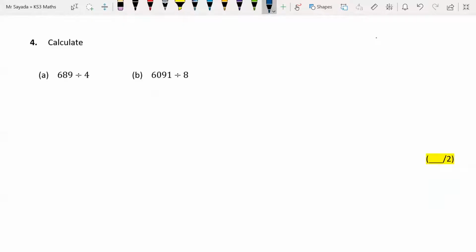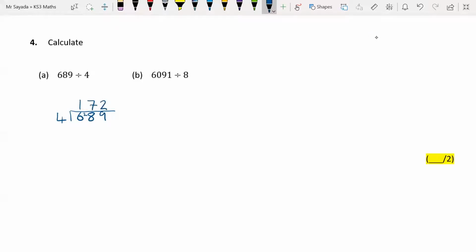For question 4a, which number goes inside the bus stop? Say your answer to the video. Hopefully you've said that 689 goes inside the bus stop. We have 4 outside. 4 into 6 is 1, remainder 2. 4 into 28 is 7. 4 into 9 goes twice, remainder 1.